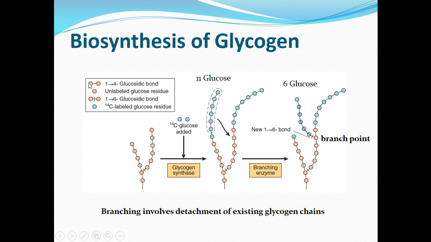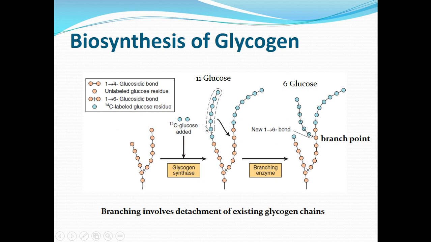We can see the alpha 1,4 glucosidic bond. Here it is the alpha 1,4 glucosidic bond, and these are the unlabeled glucose molecules, and here it represents the alpha 1,6 glucosidic bond. Here are the alpha 1,6 glucosidic bonds, and these are the 1,4 glucosidic bonds.